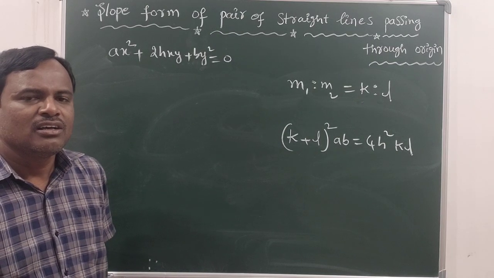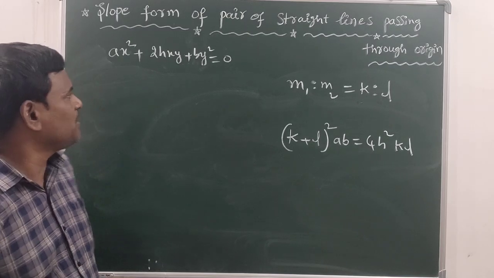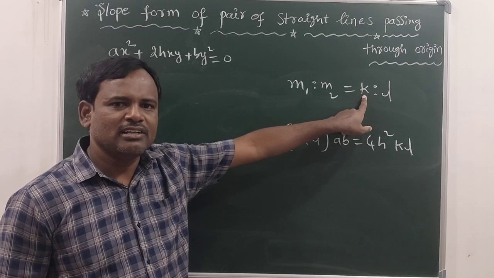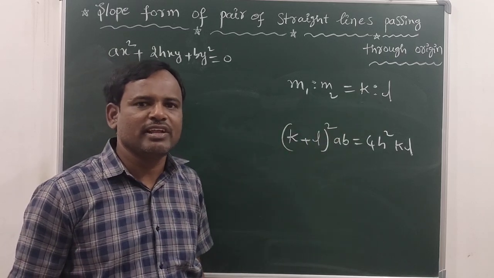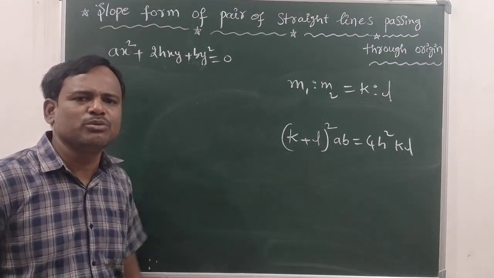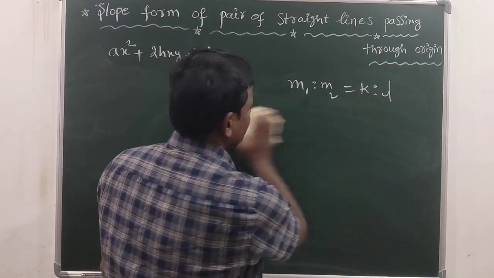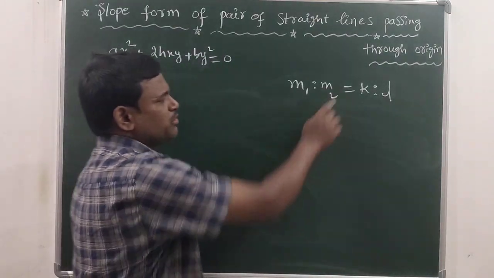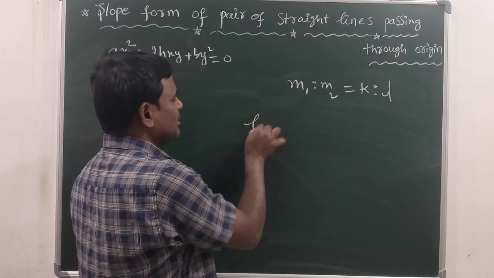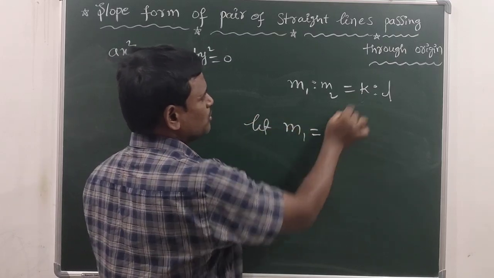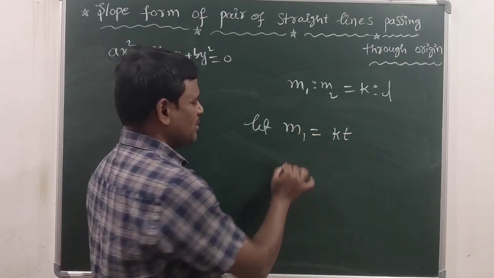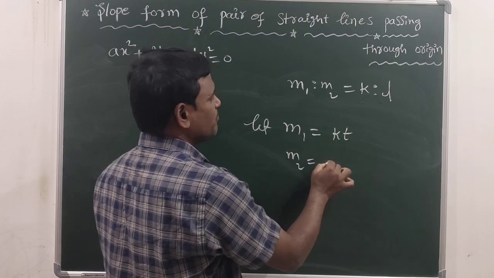Whenever the ratio of slopes of lines represented by this pair is k is to L, then you get this relation: (k plus L) whole square AB is equal to 4h square KL. If you want, I can tell you the proof also. See students, the ratio is given, but the exact slopes we do not know. In such a case, you consider m1 is equal to k into t, where t is any real number, like a parameter. Now m2 is equal to L t.